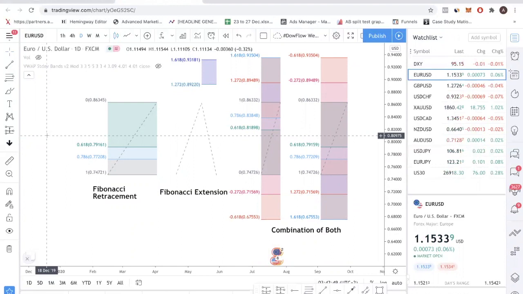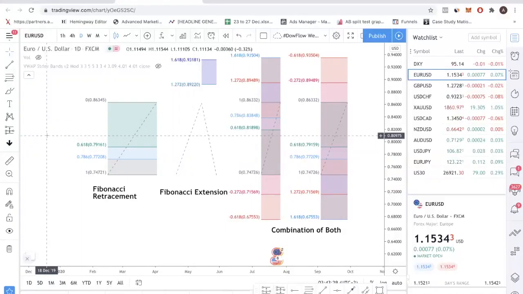You connect it from the swing high to swing low or the opposite, depending on whether you are trying to buy or trying to sell, and you watch for reaction at each of the retracement levels. In this case, I'm just focusing on the 0.618 level and the 0.786 level, because personally, I find that these two levels are the strongest levels that I prefer. There are many other Fibonacci levels such as 0.5 and 0.236, but personally, I prefer to buy when there is a deeper retracement like 0.618.